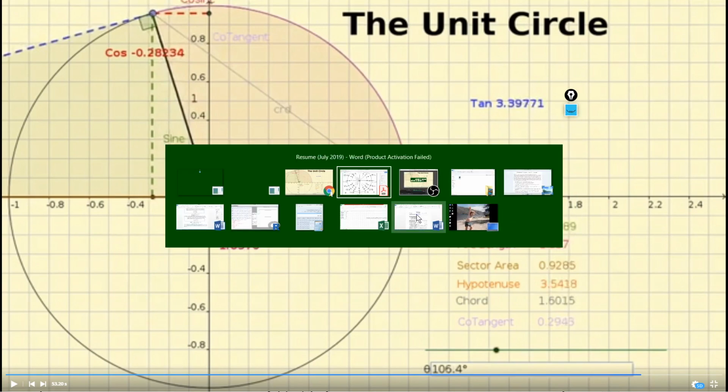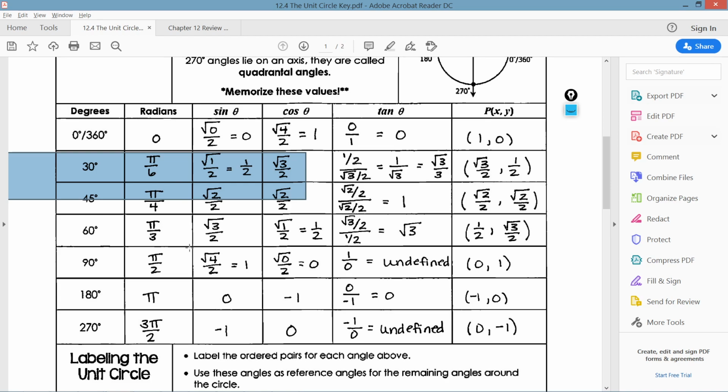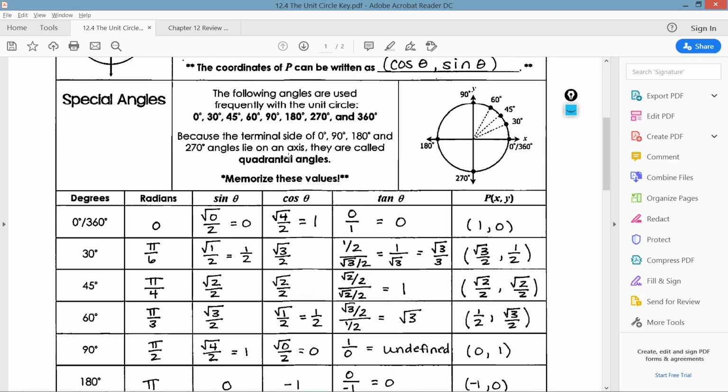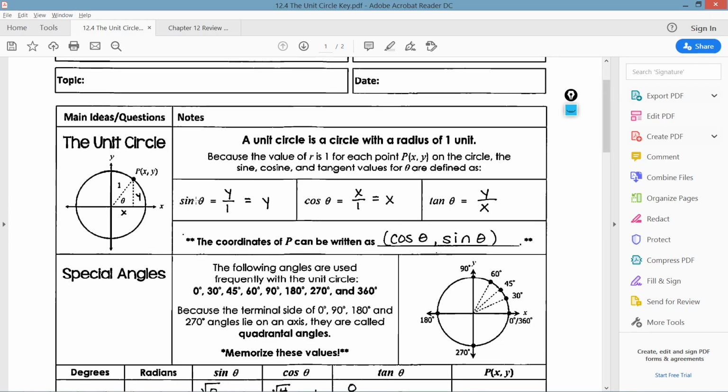That is what this chart is about right here, okay? So let's go through some of these values right here and try to make sense of them. First, this is what I just got done explaining to you.